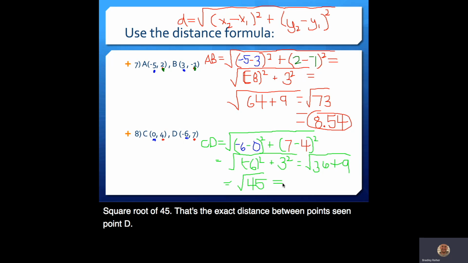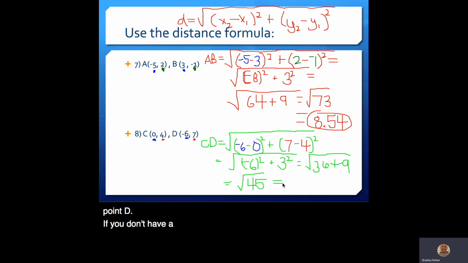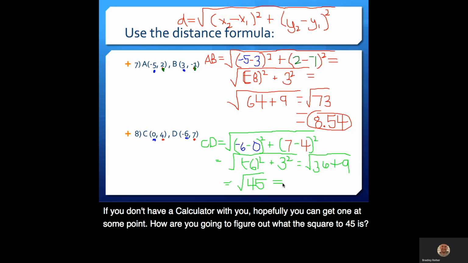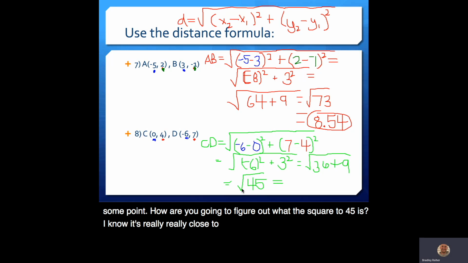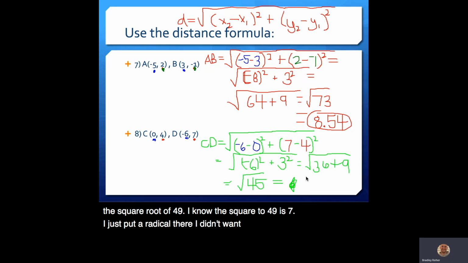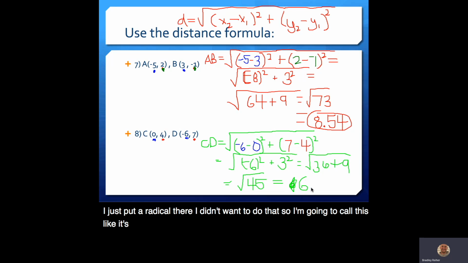Now, if you don't have a calculator with you, hopefully you can get one at some point, how are you going to figure out what the square root of 45 is? Well, I know it's really, really close to 7. And the reason I'm saying that is the square root of 49, I know the square root of 49 is 7. So I'm going to call this like, it's probably going to be like 6.8.